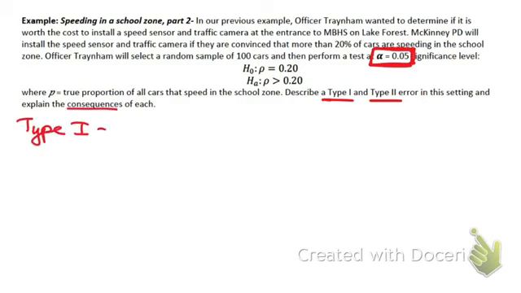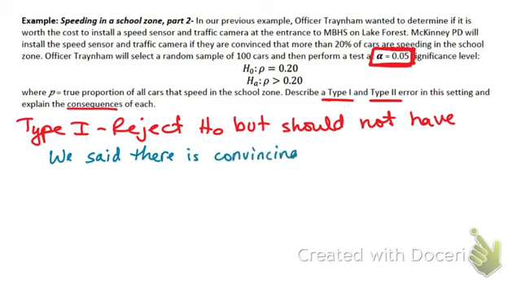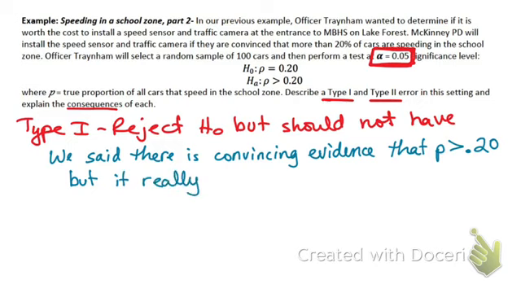Type 1 is when we reject the null hypothesis, but should not have. What does that mean in context of this problem? That means that we said there is convincing evidence that P is greater than 0.2, but it really isn't.